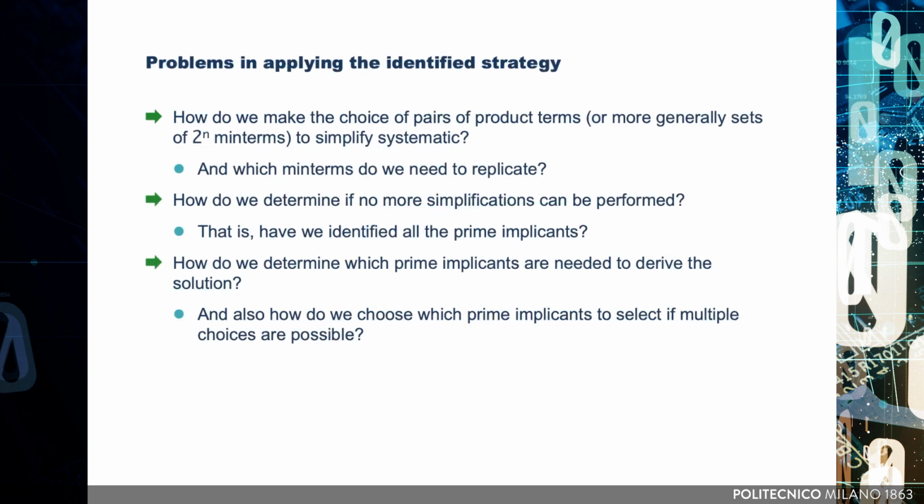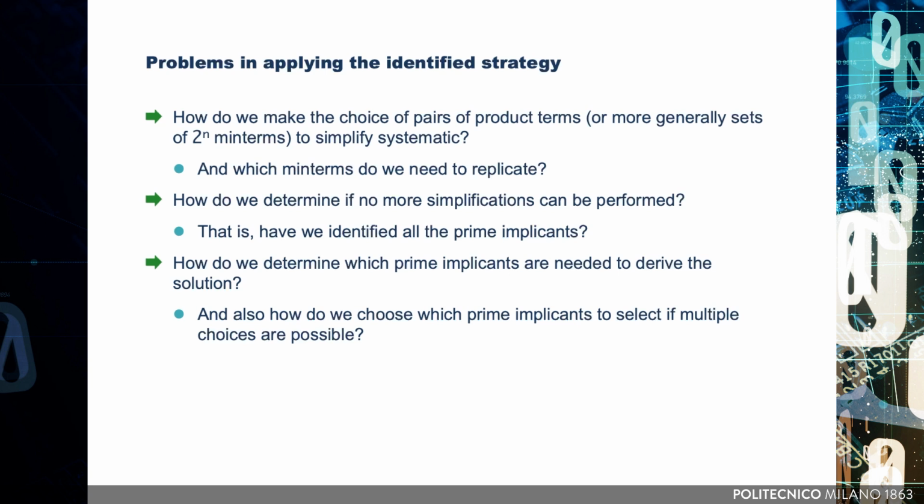In conclusion, in this module, we have identified a synthesis strategy to optimize an initial expression in its first canonical form. However, many questions remain open. In particular, how can we systematically select pairs of product terms and, more generally, sets of 2 to the power of n minterms to be reduced? Which minterms should be replicated using the idempotence property?